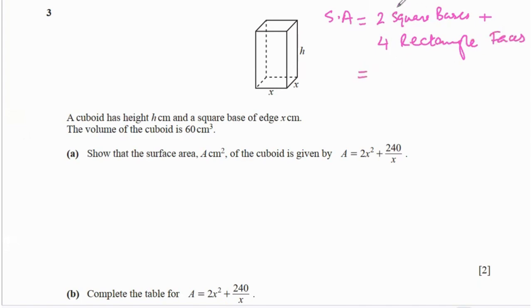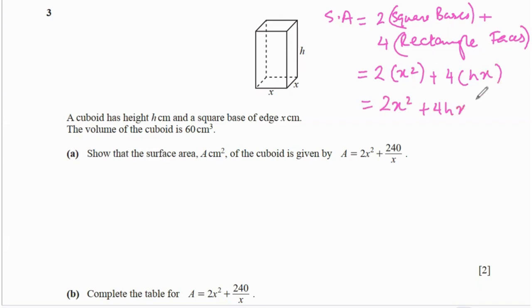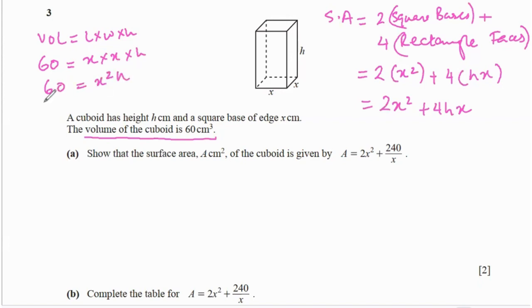So for the 2 square bases, just going to add brackets, that's easier. 2 times x squared, because the square base is x and x, plus 4 times the rectangular faces, h times x. That's 2x squared plus 4hx. Now they said that the volume is 60 centimeters cube, which means volume is length times width times height for a cuboid. 60 equals x squared times height.